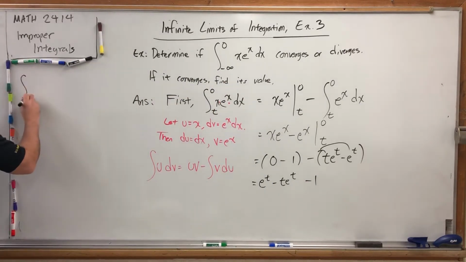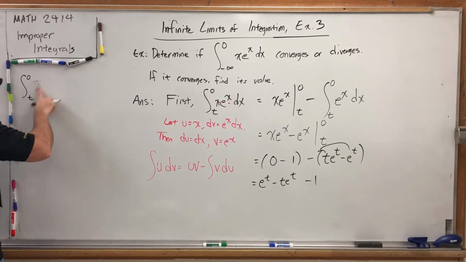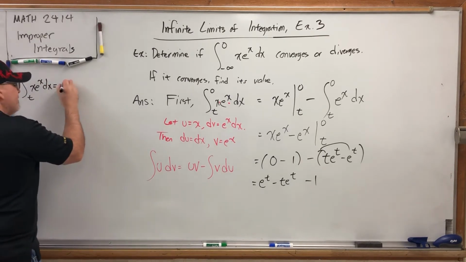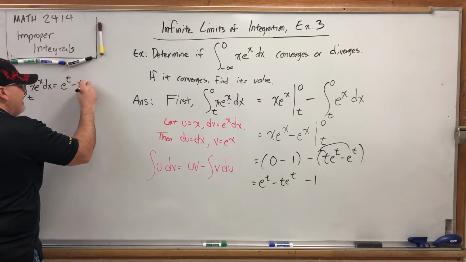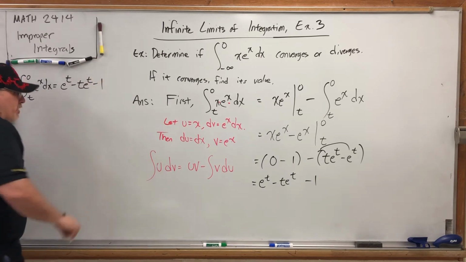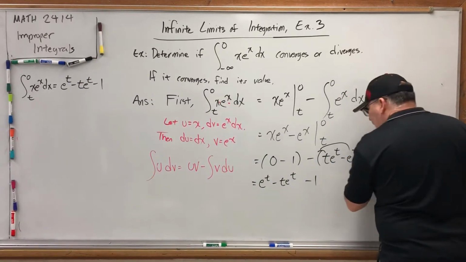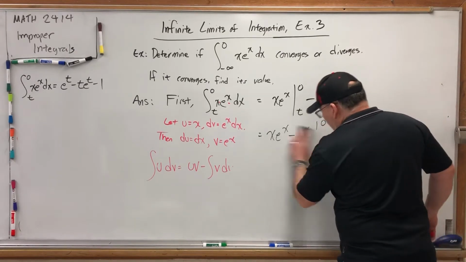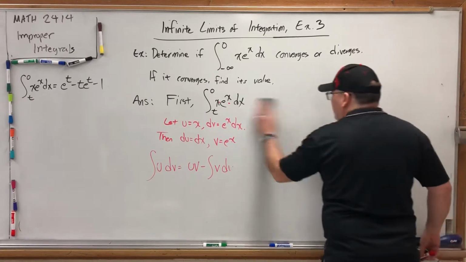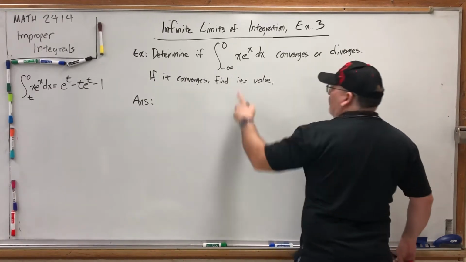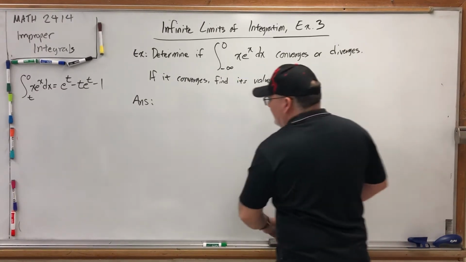The integral from t to 0 of x e to the x dx was equal to e to the t minus t e to the t minus 1. All right, so there was our first move. Our second move is to now take the limit of that expression as t approaches negative infinity, because remember, the t was replacing the negative infinity.